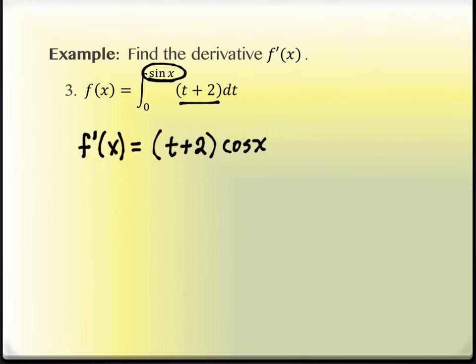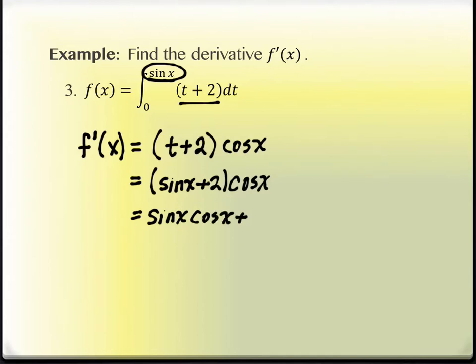I'm going to show you why that works out in just a second, but this is the nuts and bolts of where you're headed, and this is what you would be expected to be able to do. Of course, I can't have t and x in the same problem. T is not really in my problem. It's the sine of x in my problem. So sine x plus 2 times cosine of x, and the final result, which I have yet to show you why exactly, is sine x cosine x plus 2 cosine x. So you simply have to take the derivative of that limit of integration that's not just x.